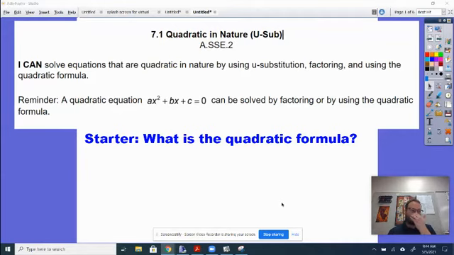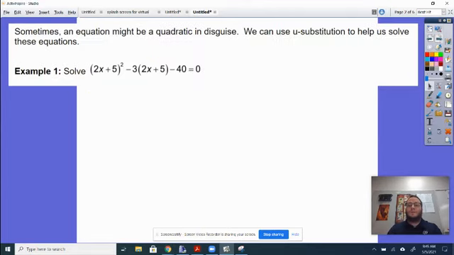So if that's the kind of trajectory you're planning on going down, that calculus route, this is going to be a very, very important tool for that work. So getting into it, we're going to start off by looking at equations that kind of feel like they should be quadratic equations.